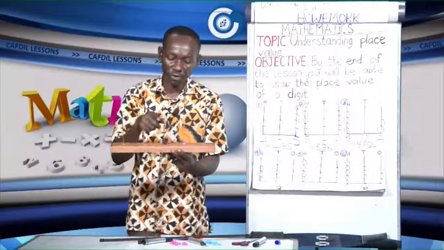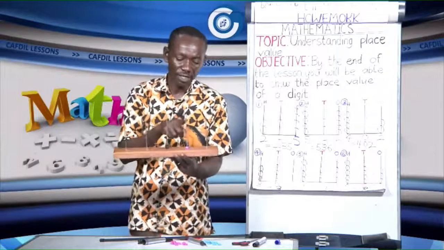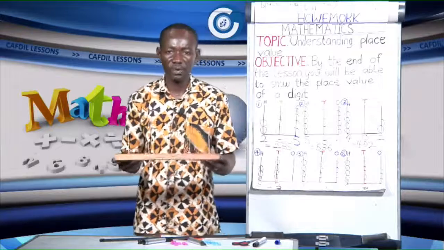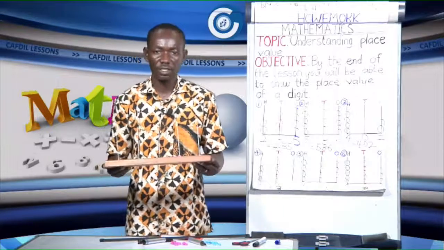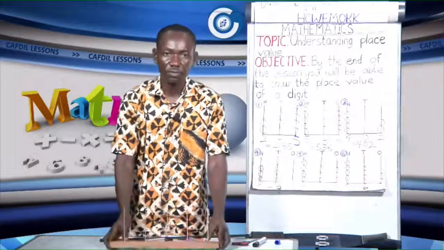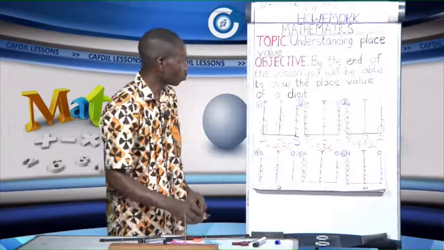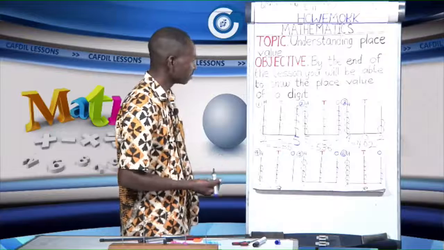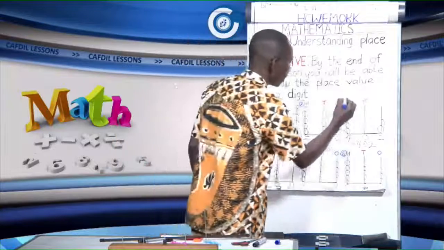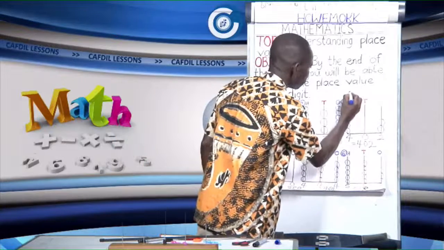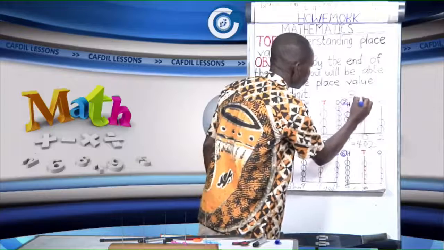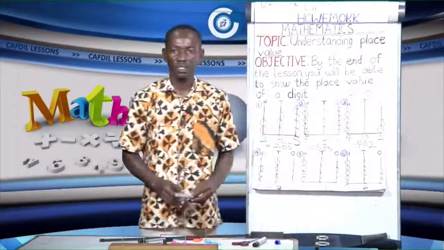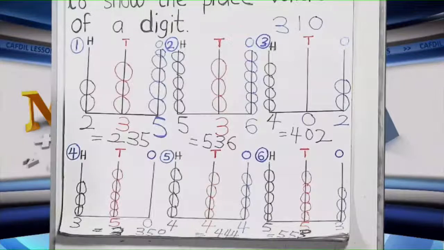310. So we have 3 here, 1 here, and then 0. So that gives us 310. So we can write 310. This is how to write 310. All right.